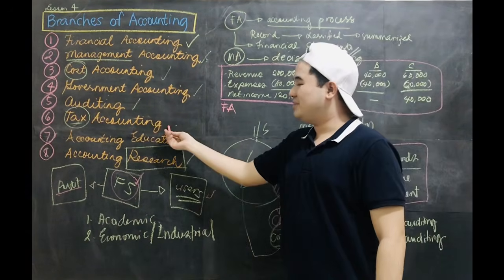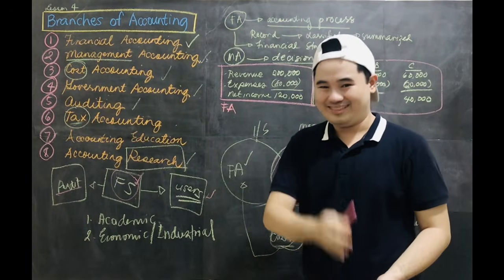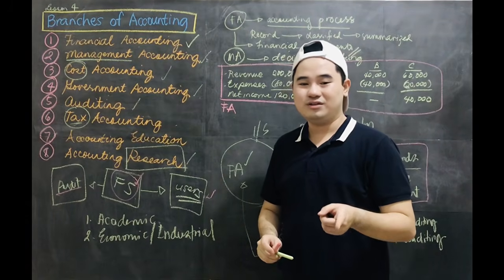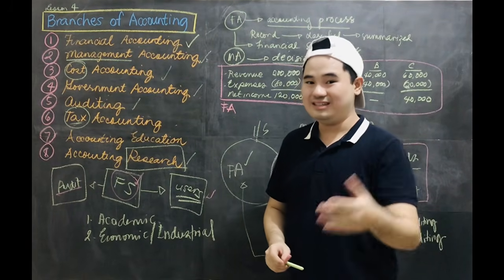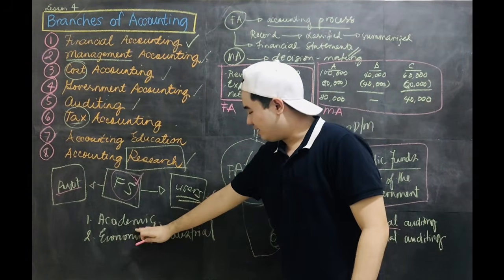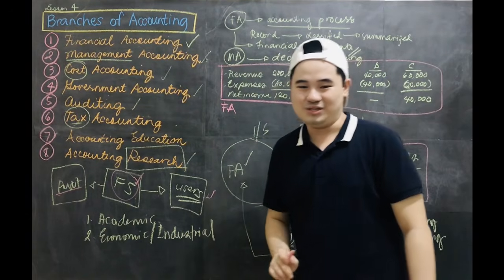And then tax accounting is a branch of accounting applied in the whole process of taxation. Accounting education are certified public accountants engaged in teaching. And then accounting research can either be academic accounting research and economic or industrial accounting research.